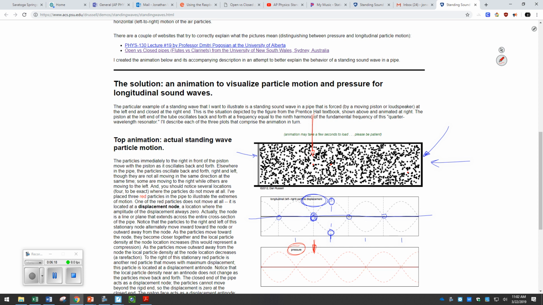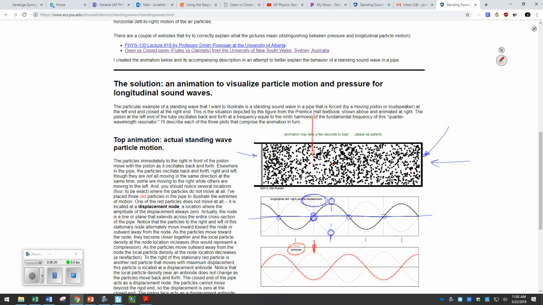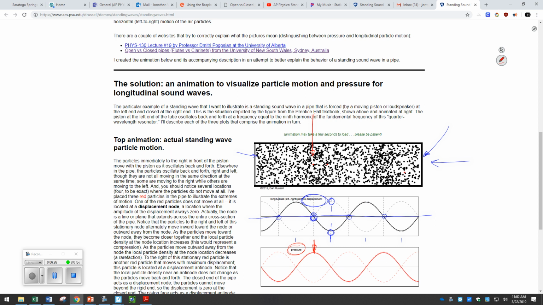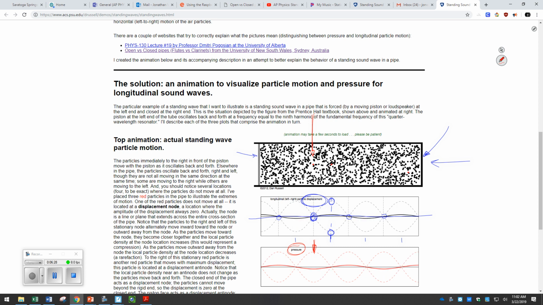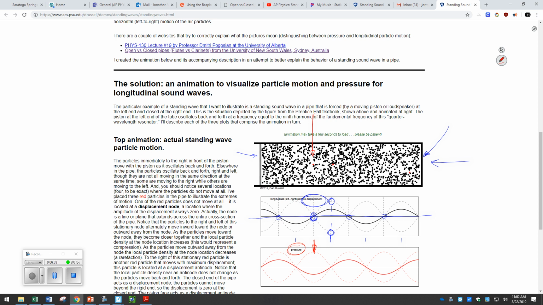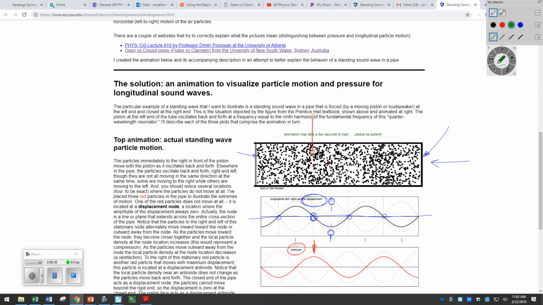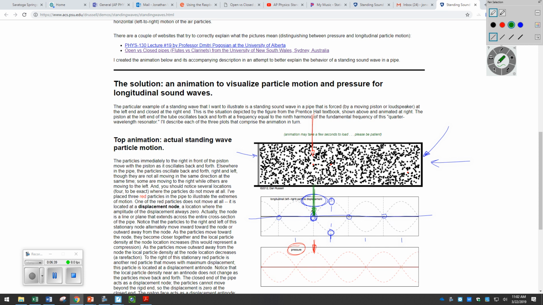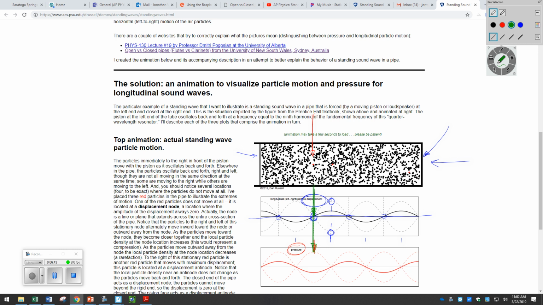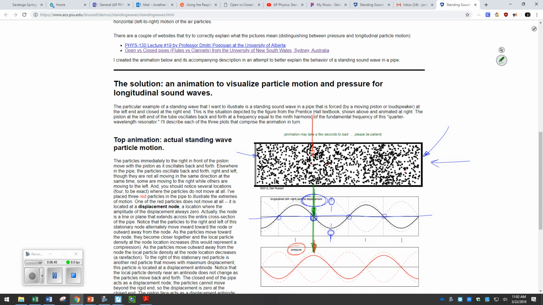Squished means high pressure. Lots of particles per unit volume means high pressure of air. And so when things squish together, high pressure. Spread apart, low pressure. And what we get is this interesting thing where at the same exact place where there's a node for particle displacement from equilibrium, there's an antinode for air pressure. And vice versa. All right.